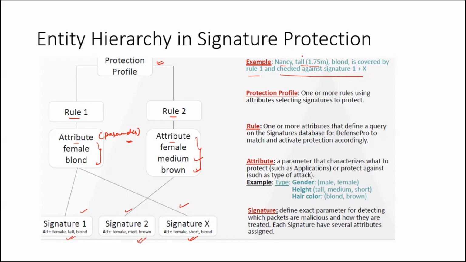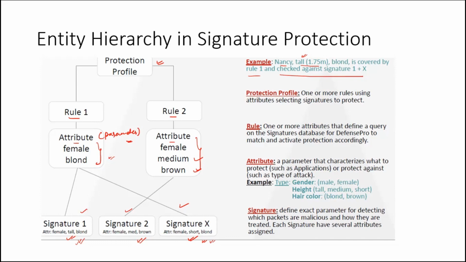When we are talking about a lady who is tall, this signature fulfills the requirement, and blonde matches this one, correct. She is a female, so female also matches here, and blonde matches here, while height comes only under signatures 1 and X. This example helps us understand how the protection profile is implemented, how the rules are defined under the protection profiles, what the attributes are under those rules, and how signatures are implemented for those attributes.